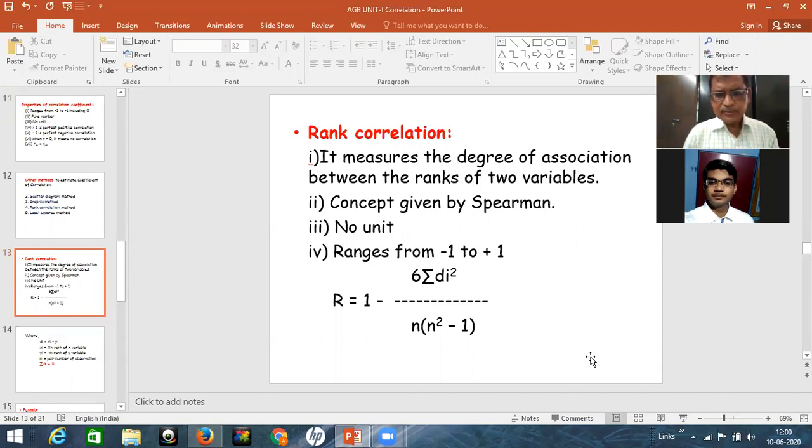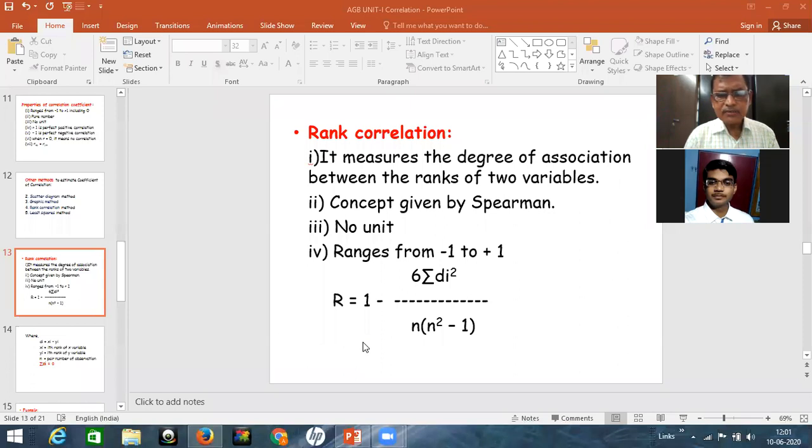For example, if the students obtain marks in statistics and marks in animal genetics and breeding, whatever marks are obtained by the students in a class, we mark them as ranks. First, second, third, fourth, fifth, like this. The one who got the highest marks gets the first rank, and subsequently the second rank, third rank. Similarly, if you have the midterm marks and the final marks, and both are ranked, then we find the correlation between the ranks of the two variables, and this is called the rank correlation.